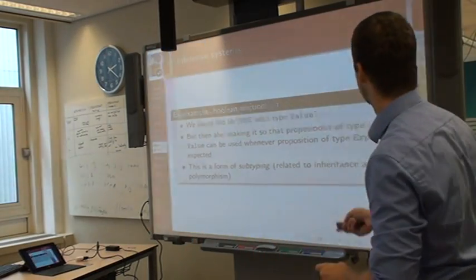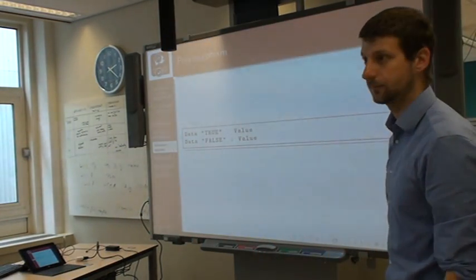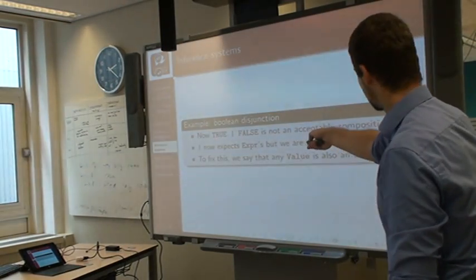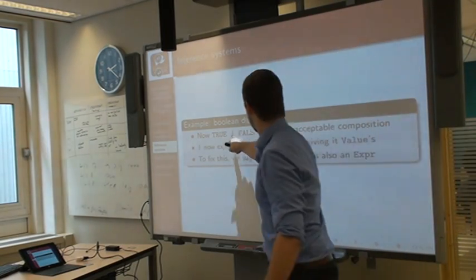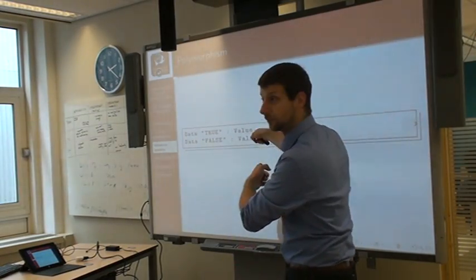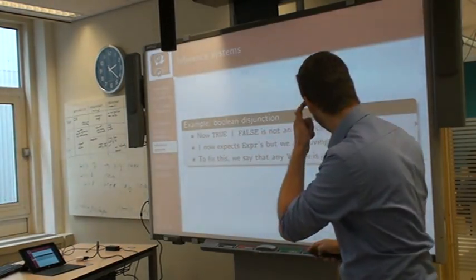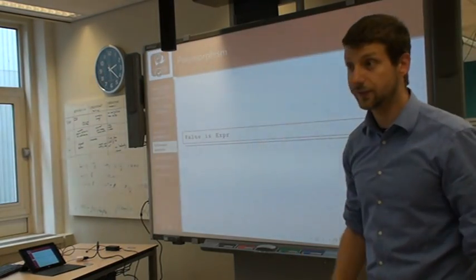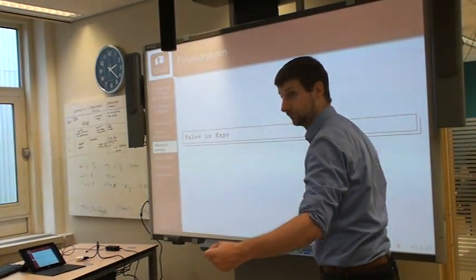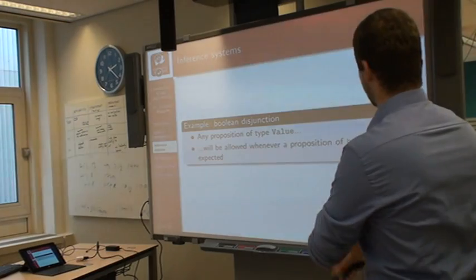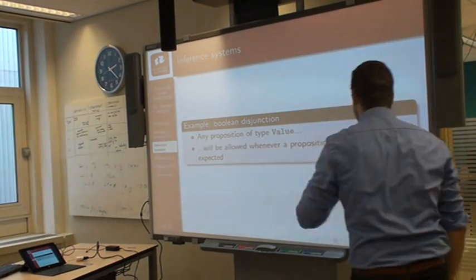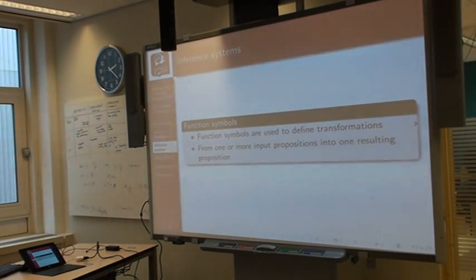So we can redefine true and false as values. And now we've broken the whole thing. Because if we just leave it like this, then this is not acceptable anymore, because OR expects expression, but now we just said that these are value, which is not expression. But what we say now is value is expression. So any value is also an expression, which is a form of polymorphism. Okay. So now any proposition of type value, that is only true and false, will be allowed whenever a proposition of type expression is also expected. Okay?